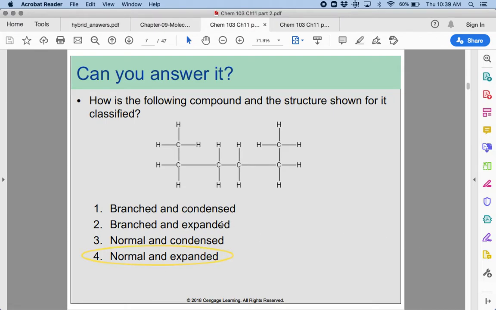This is normal and expanded. So expanded, remember, shows all the covalent bonds represented. And if I start here with my finger on this carbon, I can touch all of the carbons without lifting my finger. Even though it's bent, that's fine. I can still touch all of them without lifting my finger, so this is a normal alkane.